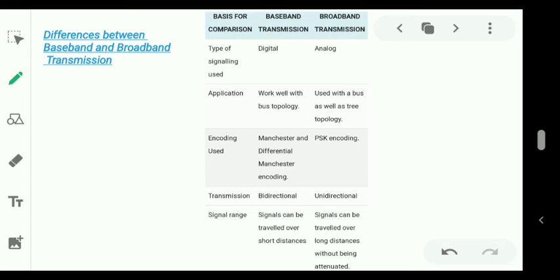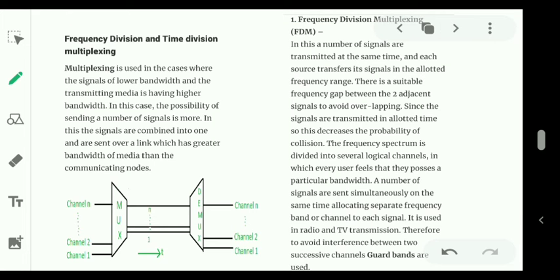Now come to the difference between these two. Type of signaling: baseband is digital and broadband is analog. Application: baseband works with a bus topology as well as other topologies. Encoding used: Manchester and differential Manchester encoding for baseband, and PSK encoding for broadband. Transmission: baseband is bidirectional, broadband is unidirectional. Signal length: baseband signals can travel over a shorter distance, while broadband signals can travel over a longer distance without any attenuation. Attenuation is not required here.